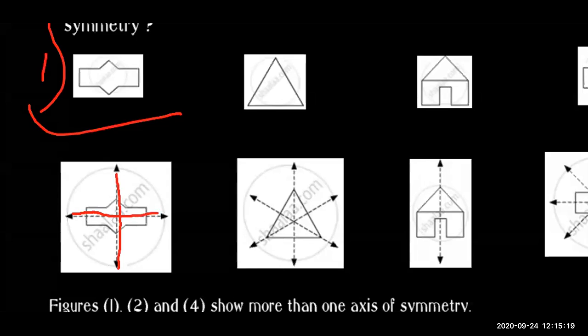So here if we fold from down to up, it shows the same equal part. If we fold from left to right, it is also showing the same part. So here how many axes are there? There are two lines, two axes. What do they ask you? They ask which of them has more than one axis? Which figure has more than one axis? Now the first figure has more than one axis.